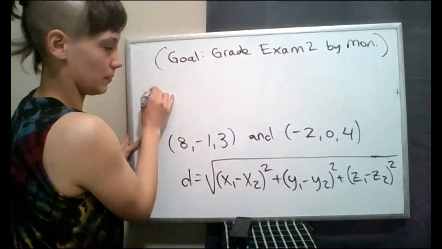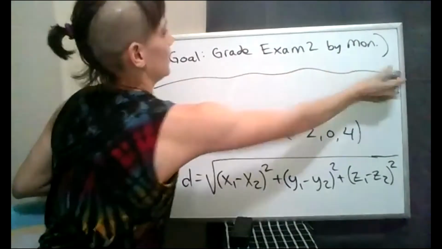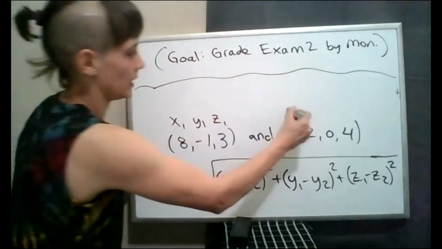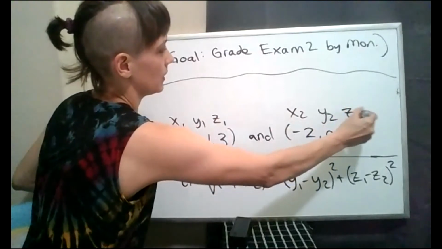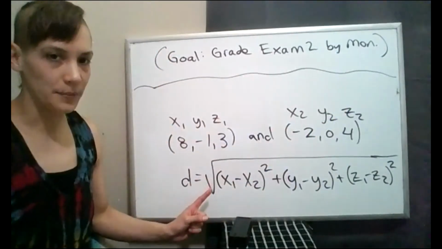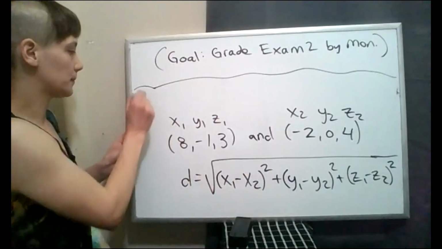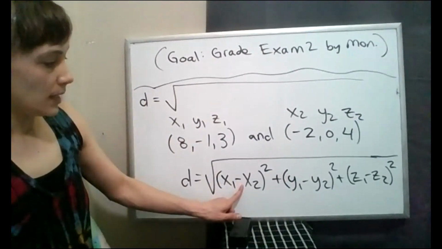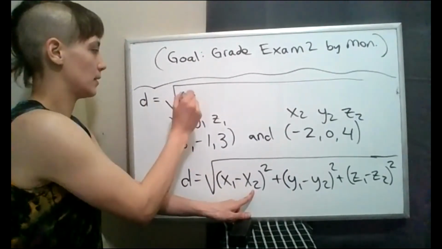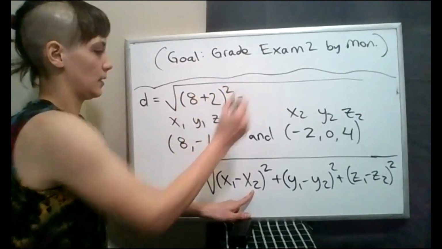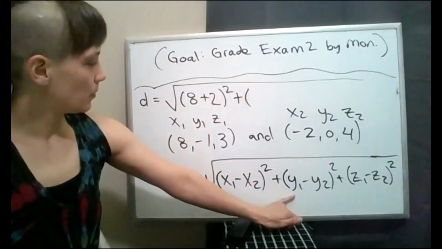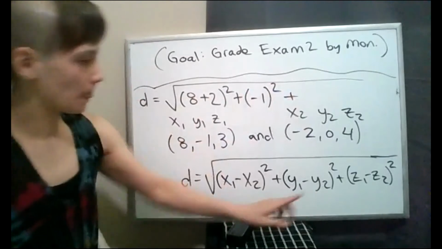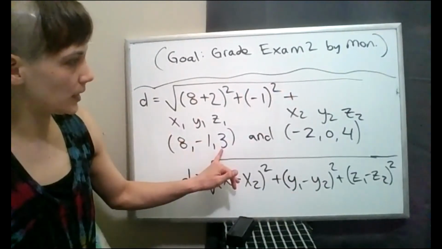Then we're gonna do x1, y1, z1, x2, y2, z2. Put it in the formula. So it's going to be 8 minus -2, -1 minus 0, and then 3 minus 4.